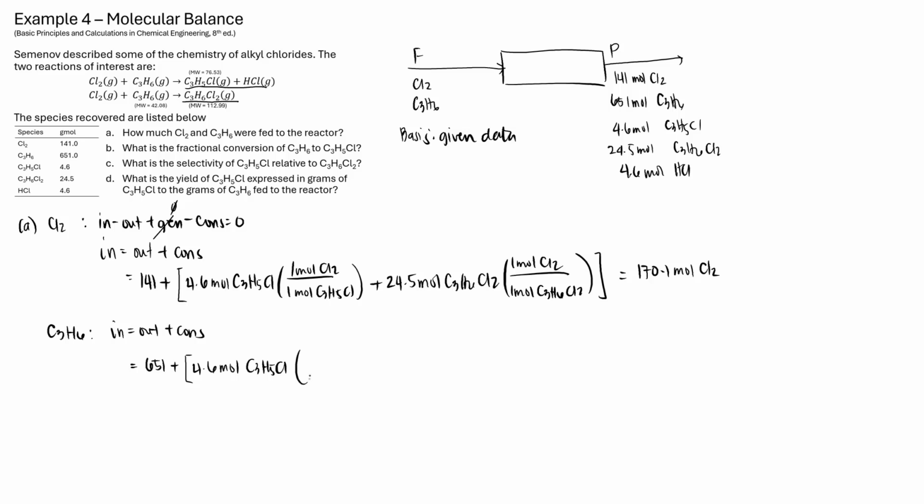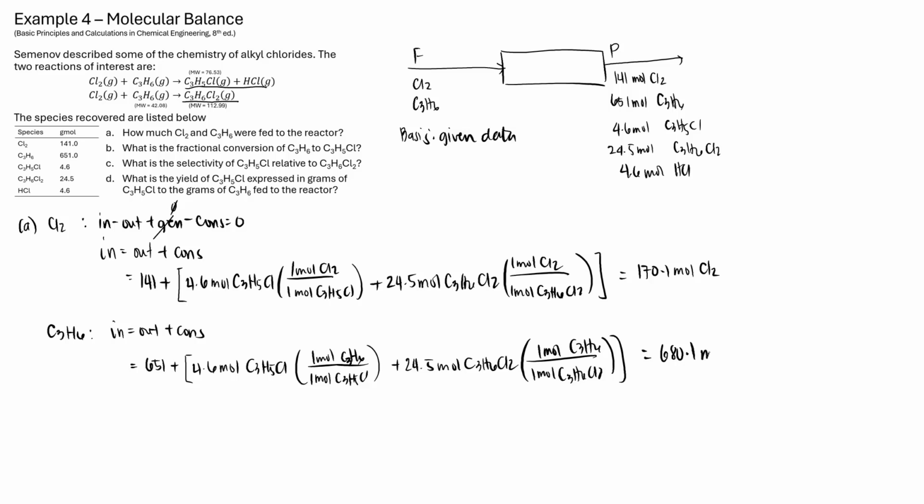So from C3H5Cl, that's 1:1. And then from the second reaction, one is to 1. That should give me 680.1. That's A.